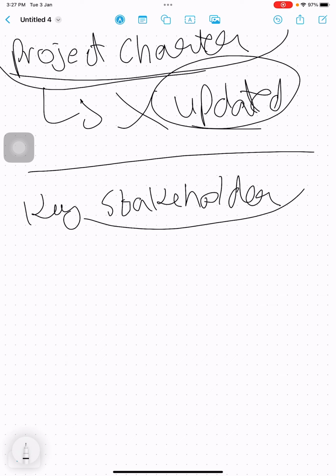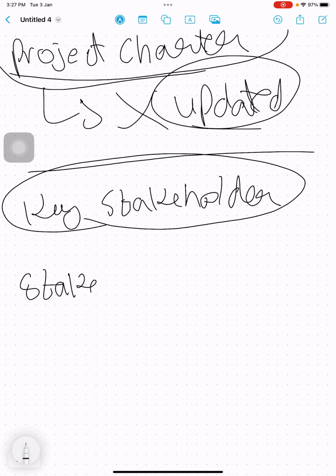Next document that comes here in the initiation activities, stakeholder register. Stakeholder register has a list of all the stakeholders. Who are the stakeholders in your project? What is their power? What is their interest? What is their classification? Are they upward, downward, inward, outward? What are the types of the stakeholders? They are internal to the organization or external to the organization.